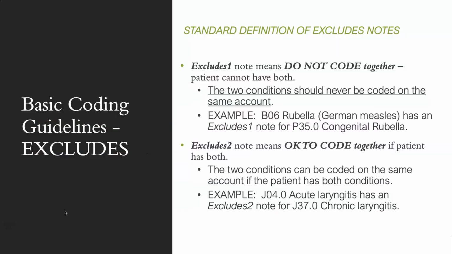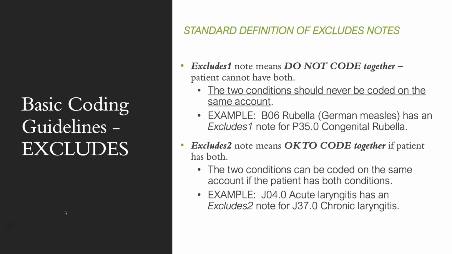Okay, Excludes 1 and Excludes 2. We kind of talked about this when I was walking you through an online coder from the CDC. Excludes 1 means you don't code it together. The patient cannot have both. So you can't have acquired German measles and also have had congenital German measles or rubella. So there are 2 things that can't exist at the same time, medically speaking. So that's an Excludes 1. So if you see Excludes 1, you can't do that.